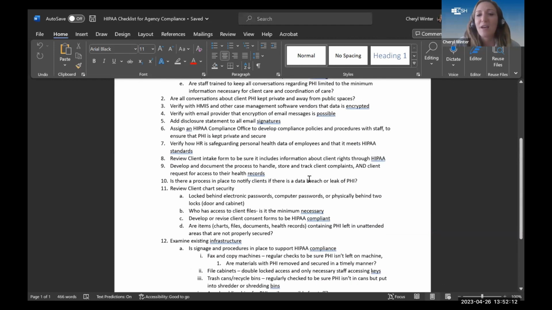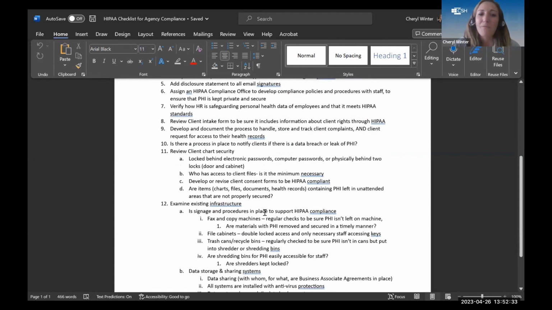Some of the things might be easy, check the box, yes, we've done that. But there are other things that are going to have to be regular processes for reviewing, like reviewing client chart security, so ensuring that it's behind locked doors. We'll go into these details in a moment when we get to the HIPAA section.